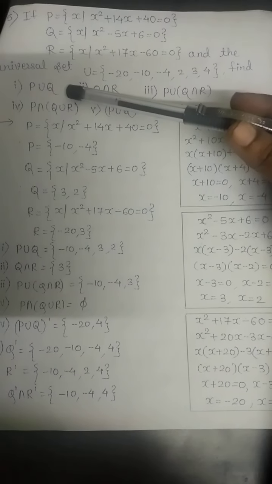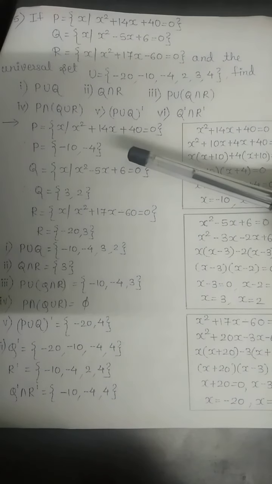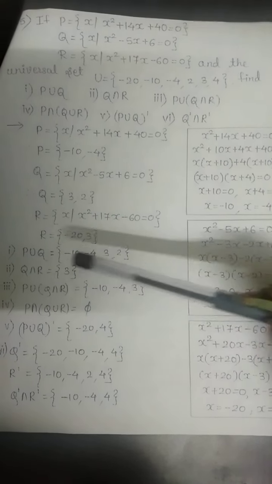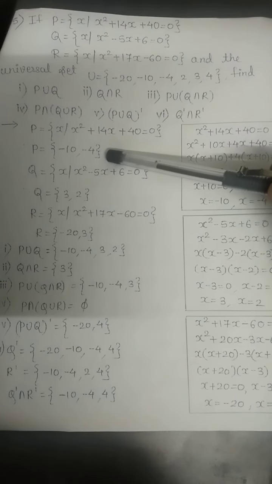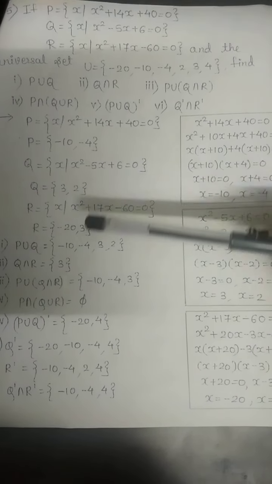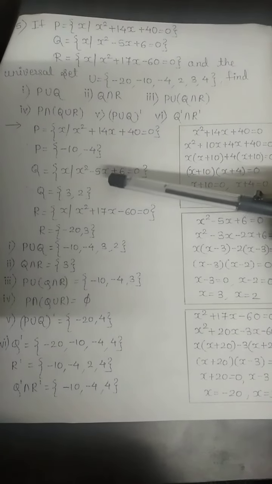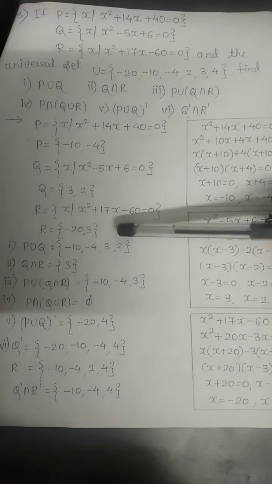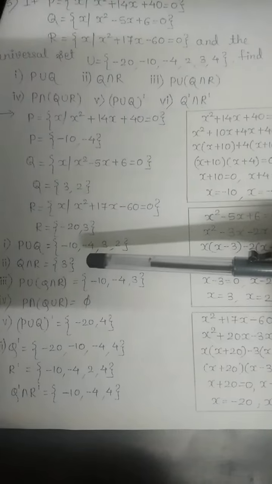Now, first we require the value of P union Q, and we know union means all those elements which are present in P as well as in Q. So here the answer will be -10, -4, 3, 2. Then next we require Q intersection R. Intersection means only common elements. So we observe these two sets Q and R, and the common element is 3, and therefore the answer for Q intersection R is equal to 3.